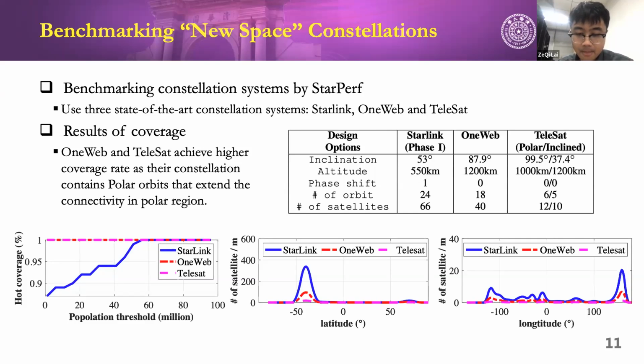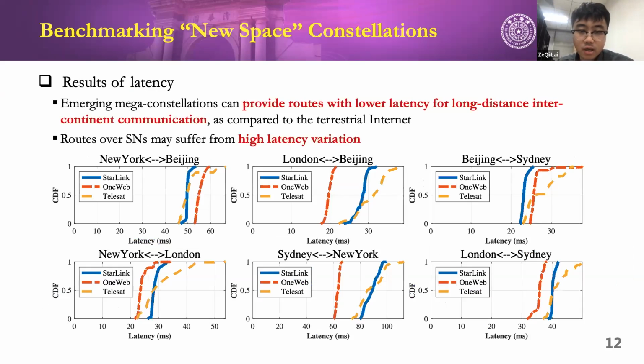So here are the results of the latency obtained between some populated areas around the world. We choose some big cities, for example, New York City, Sydney, London, and Beijing. So we can learn from the result that the emerging mega-constellations can provide routes with low latency for long-distance intercontinental communication as compared to terrestrial internet.